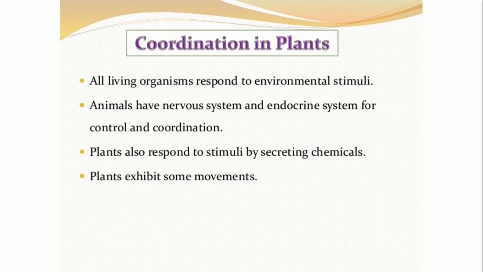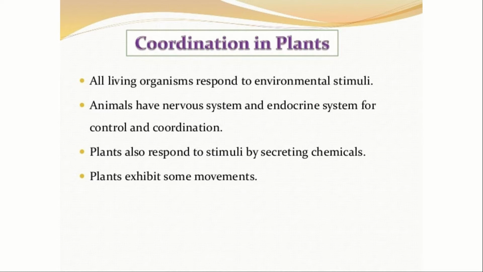Coordination in plants. All living organisms respond to environmental stimuli. Animals have a nervous system and endocrine system for control and coordination. But plants don't have any nervous system or muscle tissue for sending information from one part to another part. Instead of that, plants respond to stimuli by secreting some chemicals. And plants exhibit some movement.